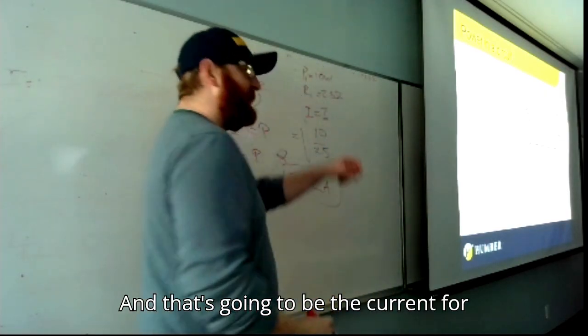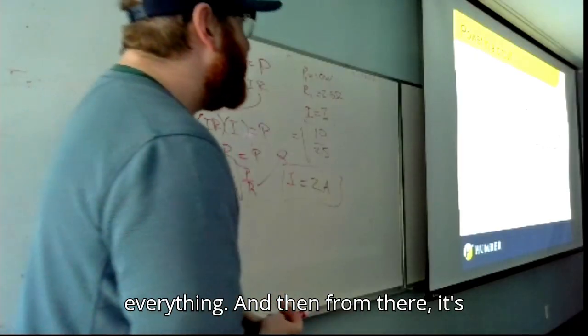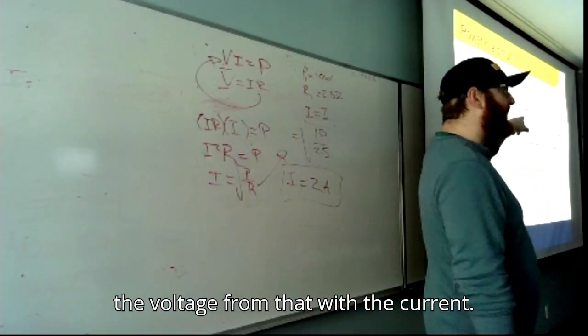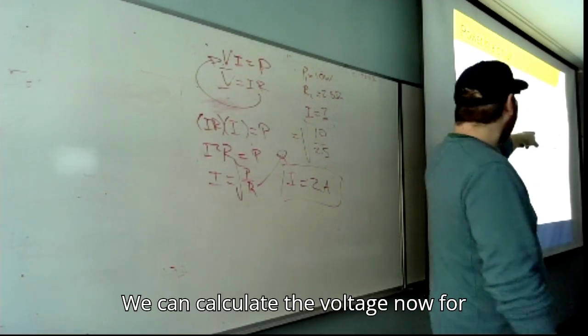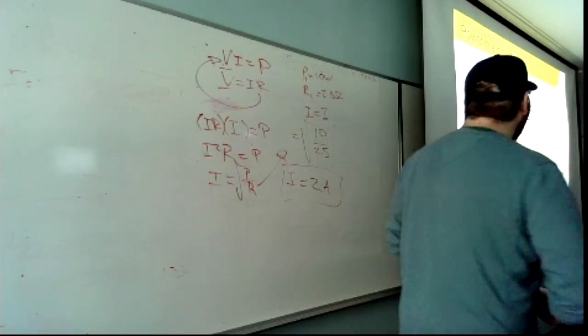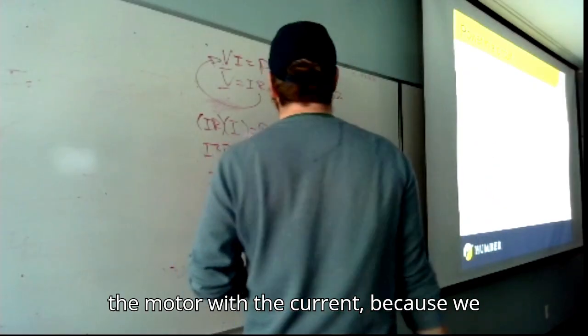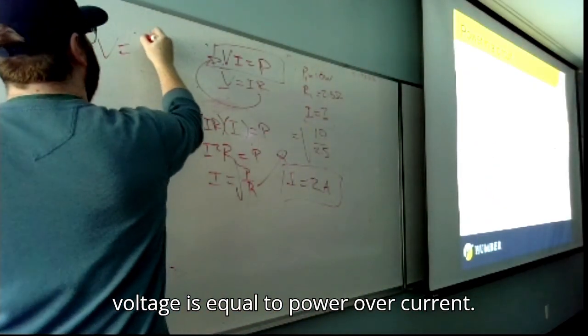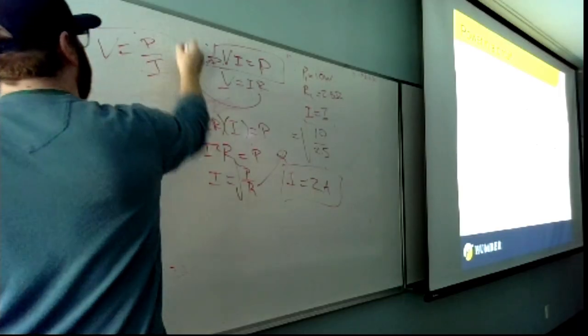All right. And that's going to be the current for everything. And then from there, it's smooth sailing, because we can calculate the voltage from that with the current. We can calculate the voltage now for the motor with the current, because we have this beautiful formula here. So voltage is equal to power over current, right?